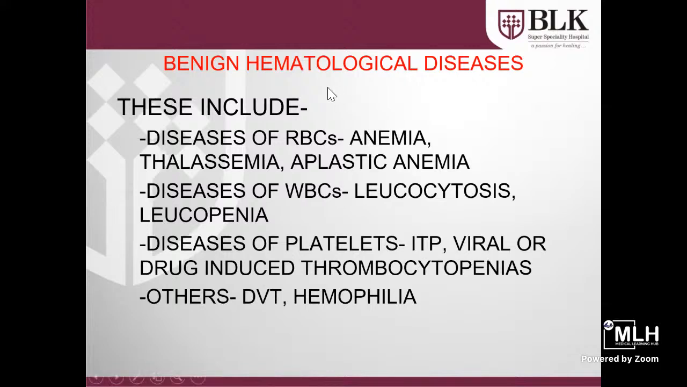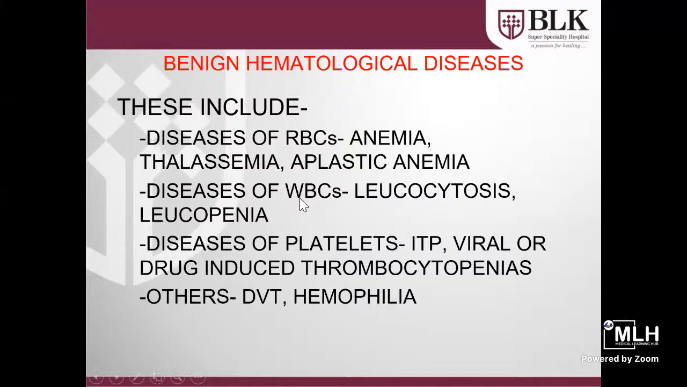So what diseases are included in benign hematological diseases? We can divide these into three major groups: diseases of red blood cells, diseases of white blood cells, and diseases of platelets. Coming to the diseases of red blood cells, anemia, thalassemia, and aplastic anemia are the most common RBC or red blood cell related disorders.